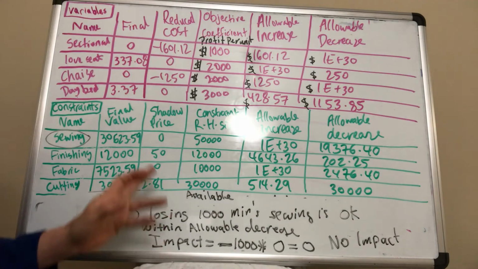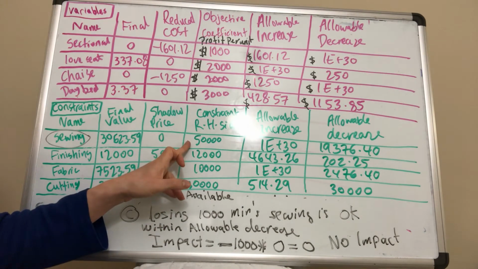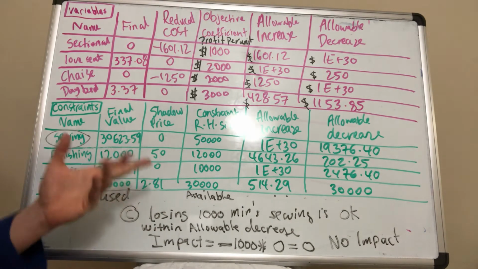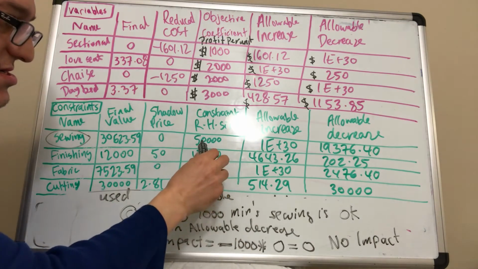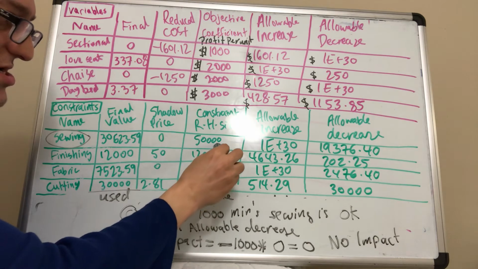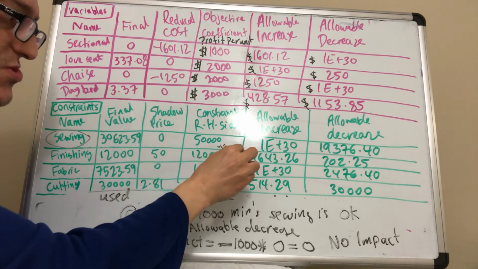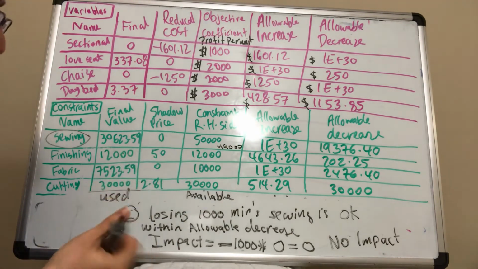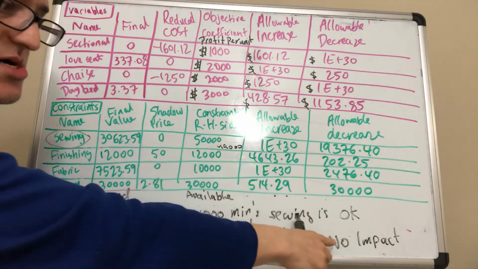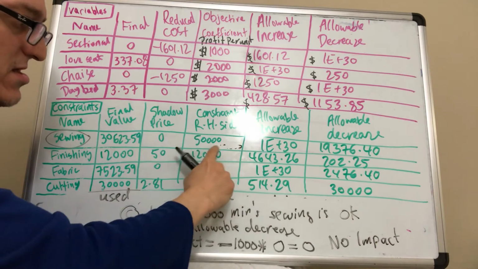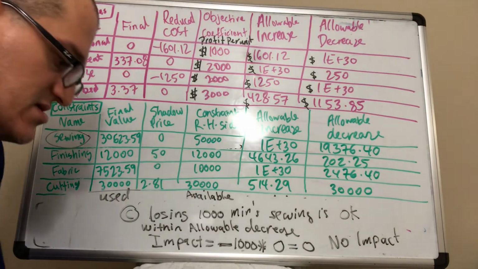Another way of looking at it, you see available 50,000. You're only using 30,000. So if you lose 1,000 from here and the available becomes only 49,000, you're not going to be affected because all you need is 30,000. So we know that losing 1,000 here would have no impact. So that's the C question.